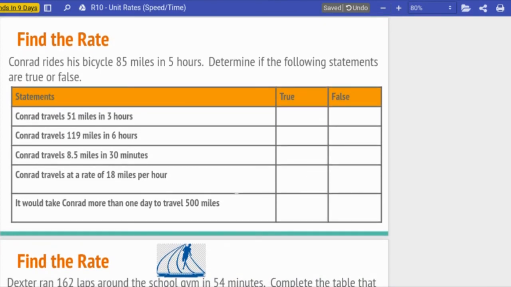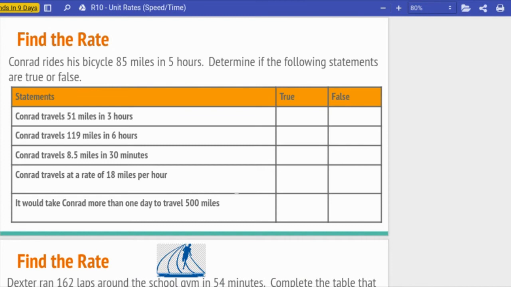All right, turn the video on pause and try this one on your own. So Conrad rides his bicycle 85 miles in 5 hours. Determine if the following statements are true or false. So Conrad travels 51 miles in 3 hours.